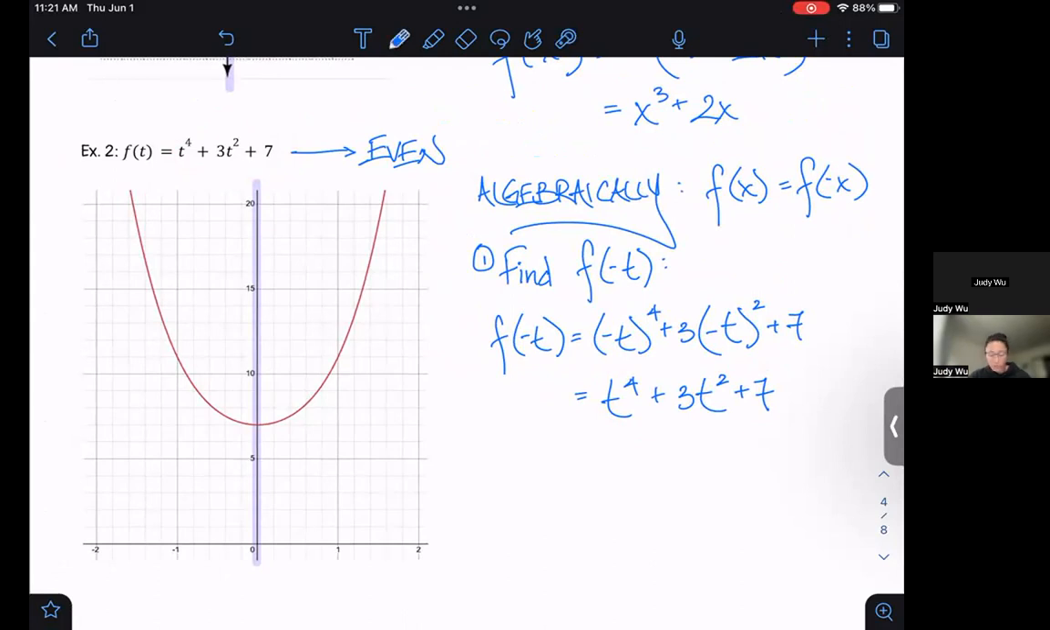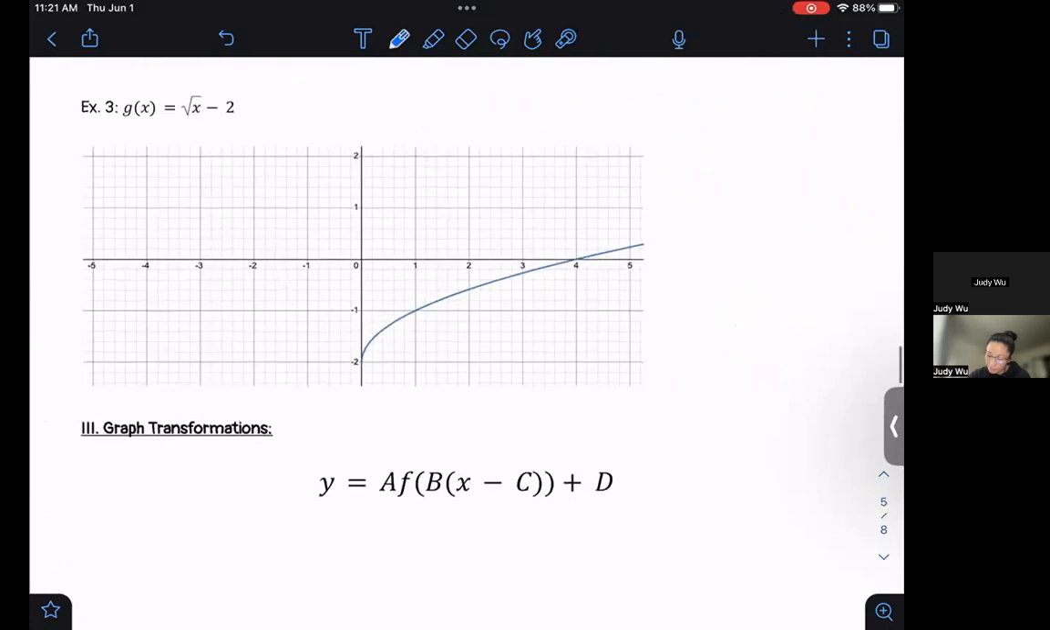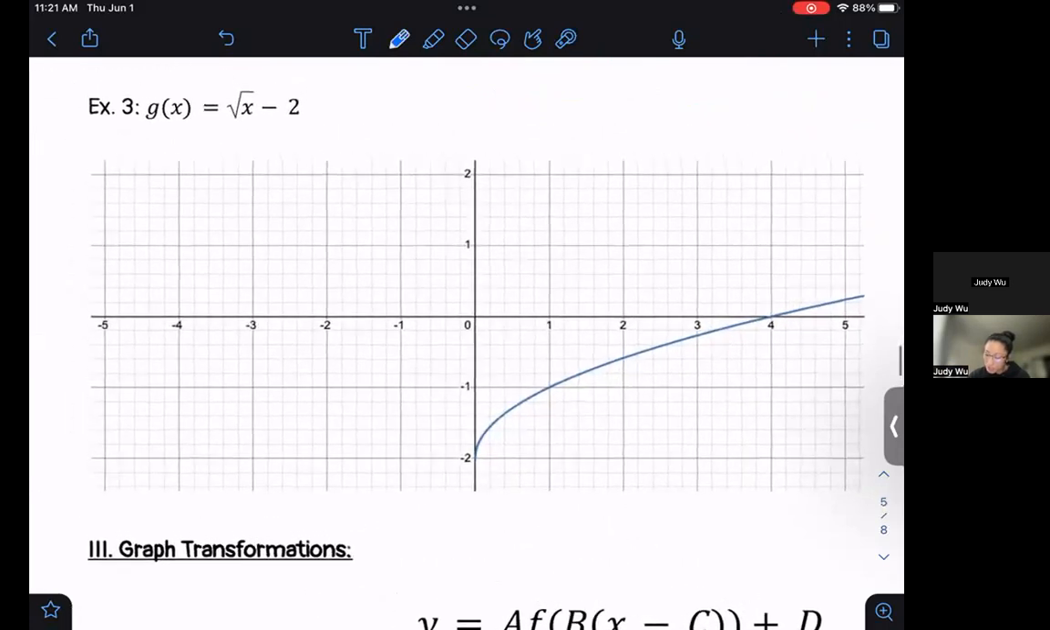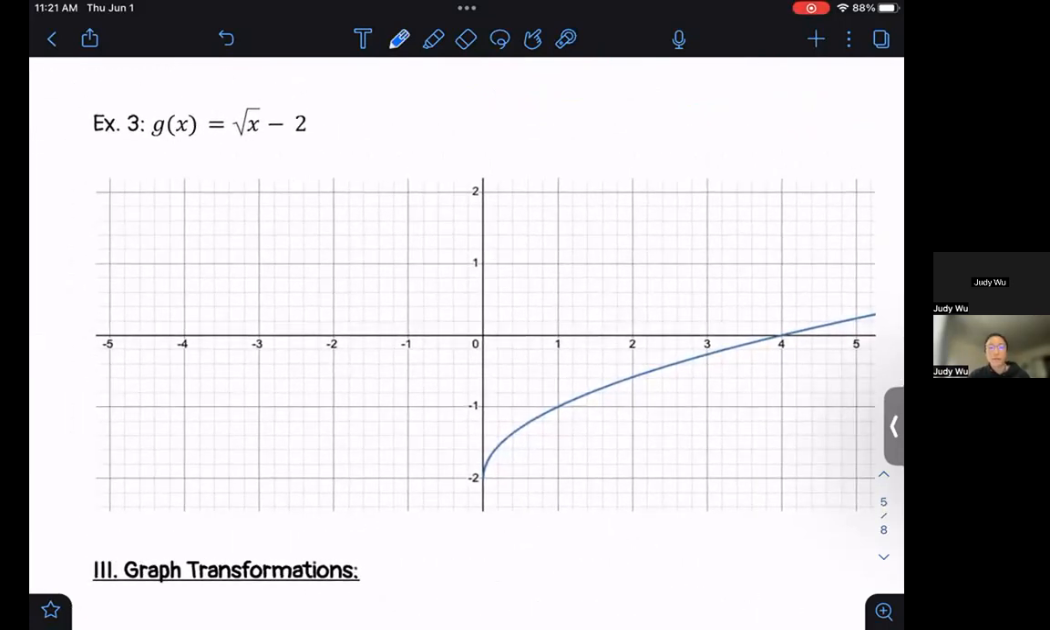All right, let's do one last example here. Example 3, we've got g of x equals the square root of x minus 2, all right? Now, if it were even in our picture, if we folded it over the y-axis, then we would see a matching part over here. I don't see a matching part, so I'm thinking it's not even.